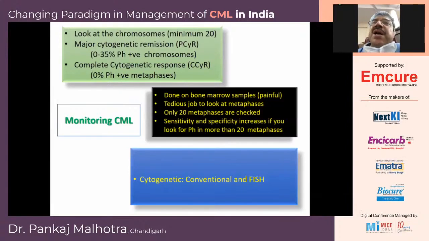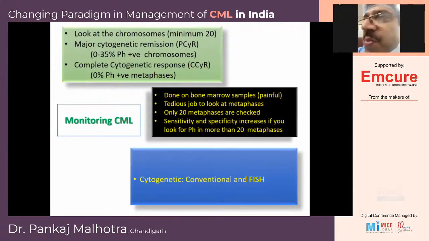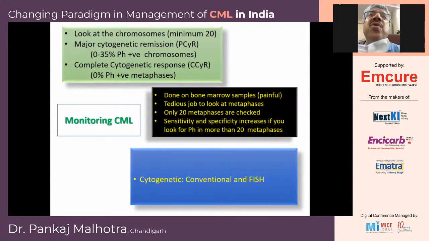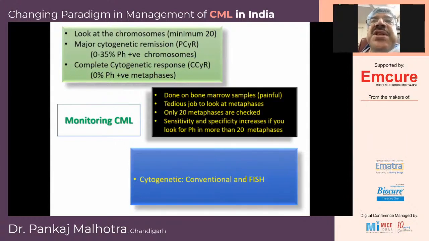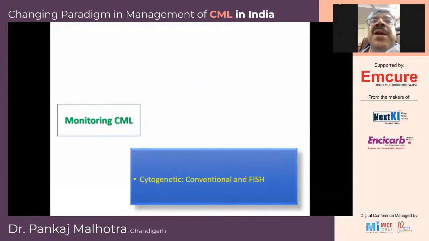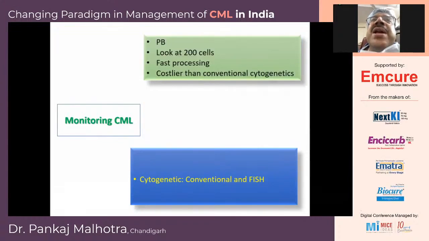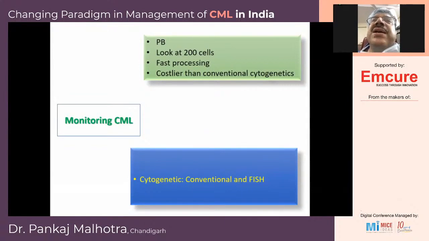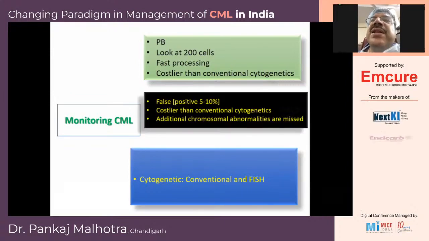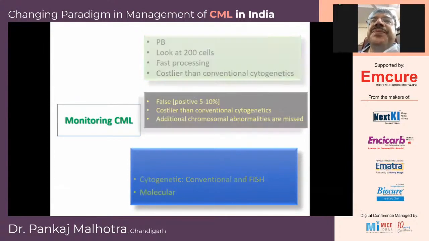However, the problems are this is done on bone marrow samples, which is painful, and it is a tedious job to look at the metaphases, and only 20 metaphases are checked, and sensitivity and specificity increases if you look for Philadelphia in more than 20 metaphases. And you can also do it from the peripheral blood, where you have to look at 200 cells, but it is a little costlier than the conventional cytogenetics, and there can be a false positive of 5 to 10%.